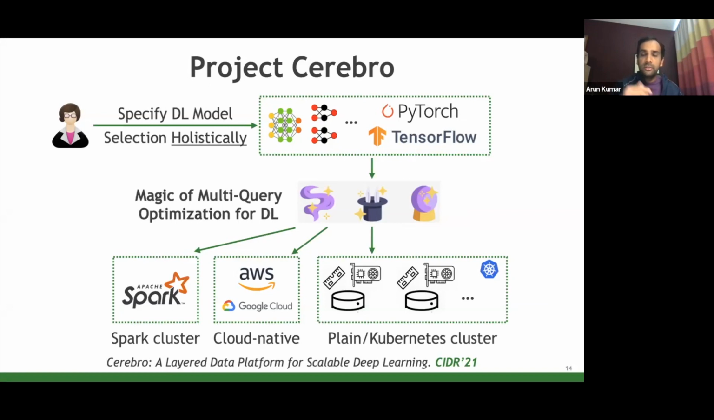Whereas if you were to run PyTorch or TensorFlow directly on the cluster, you might have to physically specify which GPU to run what on and so on. So we published the vision in CIDR 21.